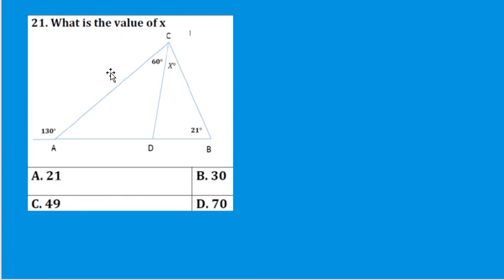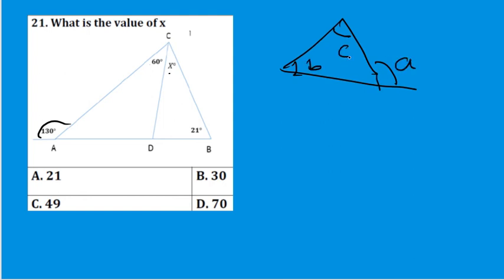The next one is a geometry type of question. We are asked to find the x. The x is found here. But remember, this angle is an exterior angle for the triangle. In a triangle, an exterior angle equals the sum of the two opposite interior angles. So if this angle is A, and the other two are B and C, we can say A is equal to B plus C.